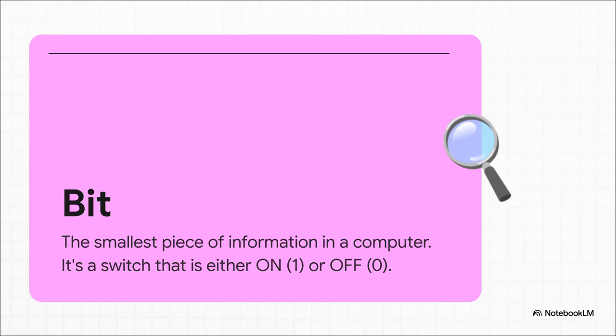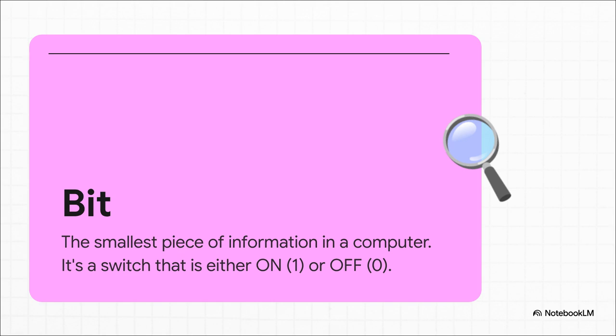The absolute smallest piece of information a computer can understand is called a bit. The easiest way to think about it is like a single light switch. It can only be in one of two states. It's either off, which we call a 0, or it's on, which we call a 1. That's it.